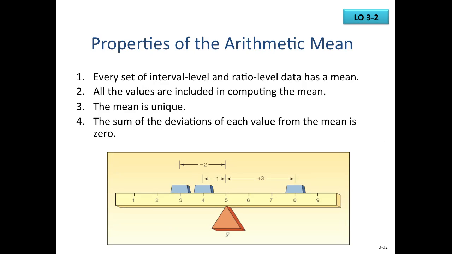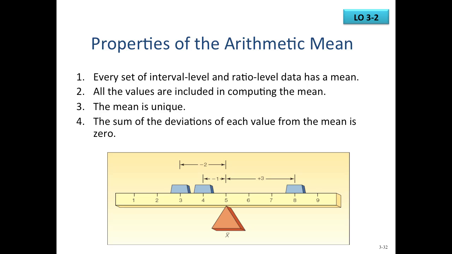So, the properties of the mean. Every set of interval and ratio level data has a mean. You cannot compute a mean for ordinal or nominal level data. It just doesn't make any sense. All the values are included in computing the mean, so the mean is unique to whatever set of data that you're using.